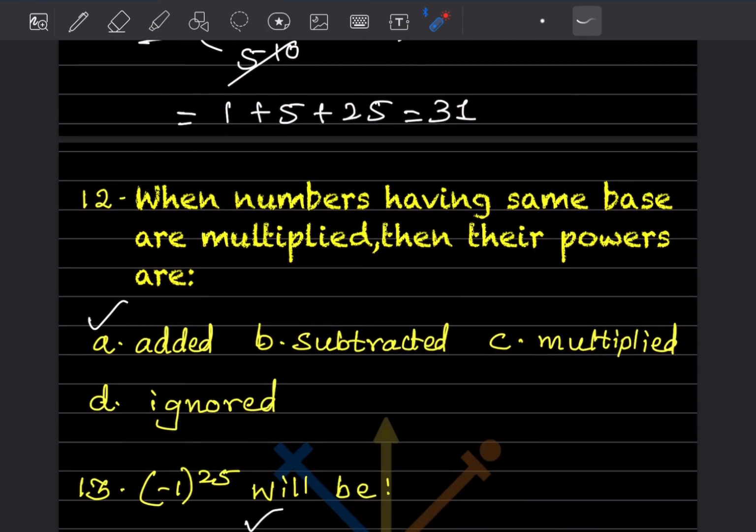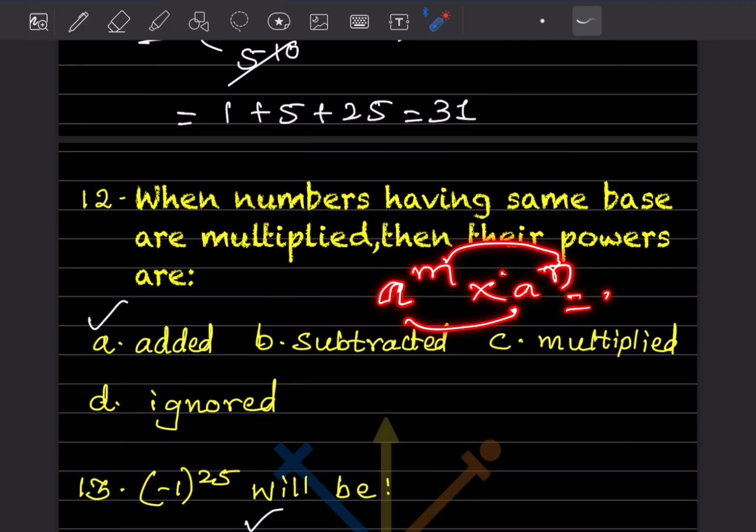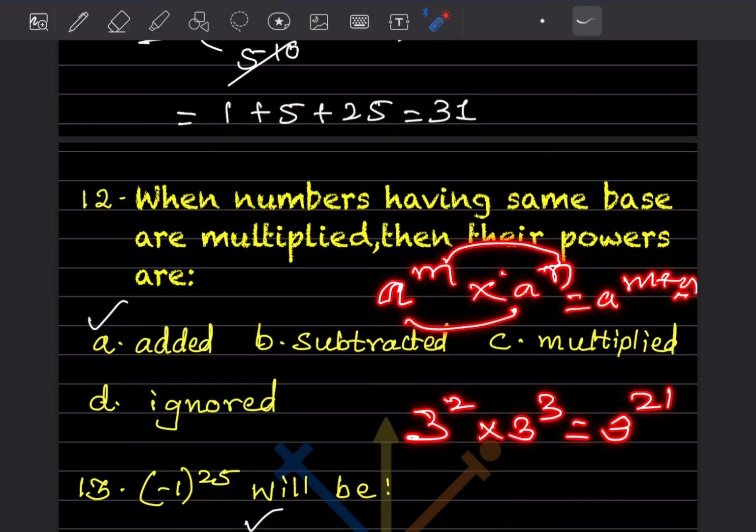Now when numbers having same base are multiplied, then the powers are added. Same base means, now if you are writing here, this base can be anything. They are multiplied. The base is same. Then the powers, this is also called the exponents. What we do, we write m plus n. That is, we add the powers. Suppose it is 3 raised to 2 into 3 raised to 3. So what do we write here? 3 raised to 2 plus 3. That is, means we add the powers.